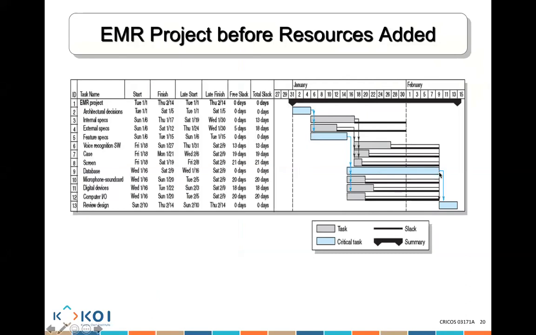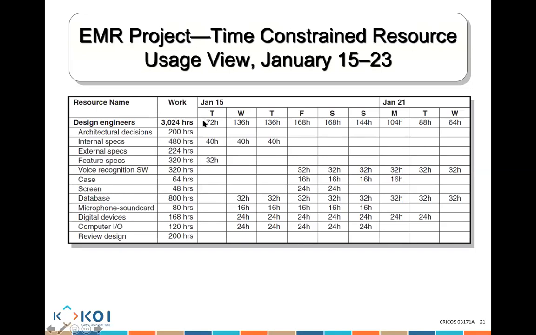Now, in principle, we can do the project like that if we have enough resources. But because we do not have enough resources, we need to push those activities. If we were to follow the plan like that, I will need 72 hours of work on a Tuesday, 136 on a Wednesday, 136 on a Thursday, and so on.